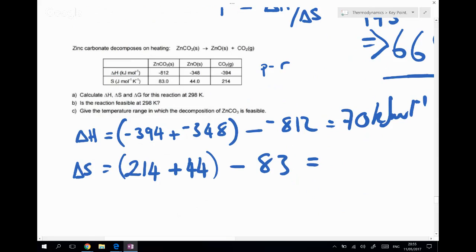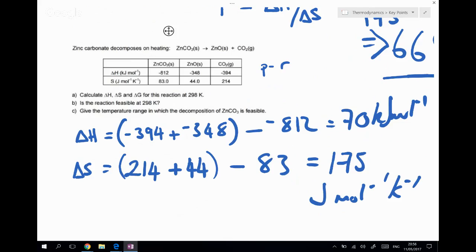And then our entropy here, we'll put this one in: 214 plus 44, take away 83. And this gives us a value of 175. And just remember that this is now in joules per mole per Kelvin. Now, just as a double check, we're doing a decomposition. We've got an increase in the number of molecules and we're forming a gas. So a positive value of 175 joules per mole per Kelvin is a sensible value. Just be careful that we've got the right units.